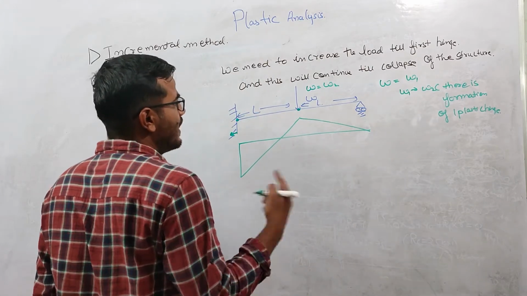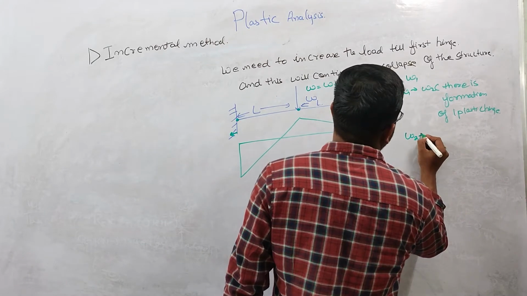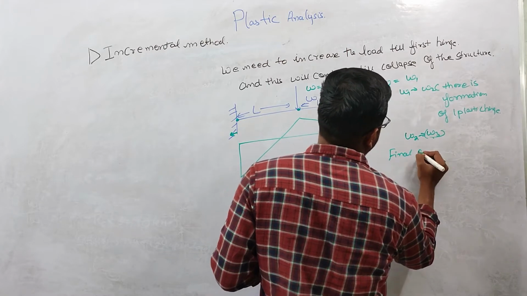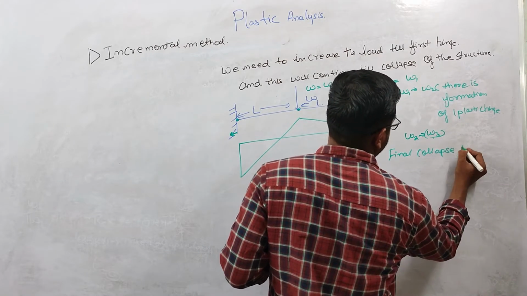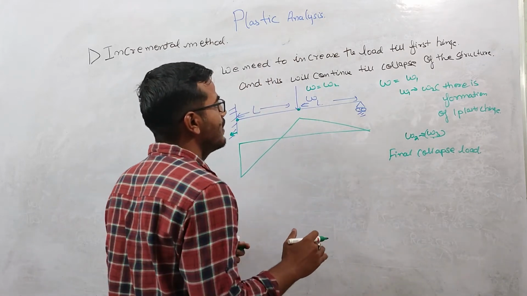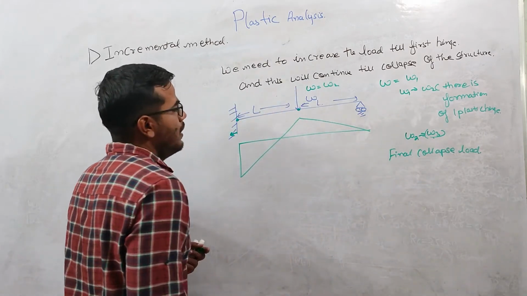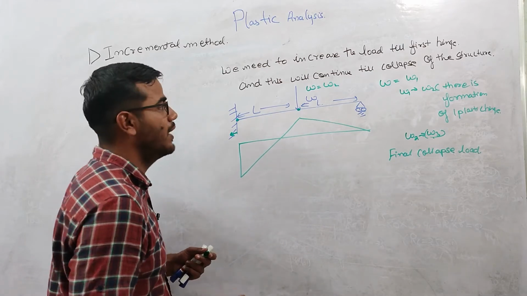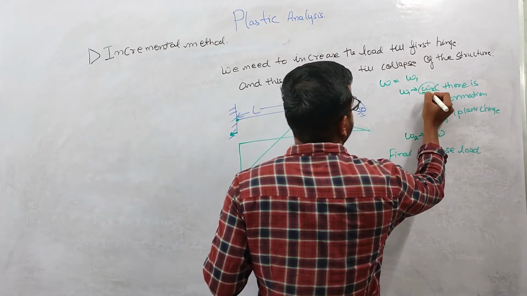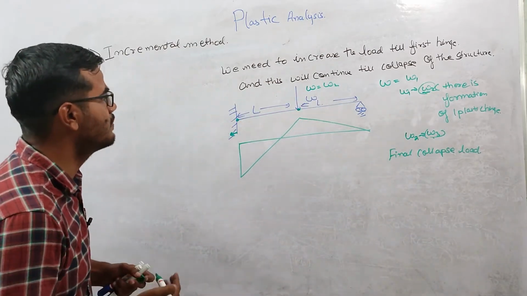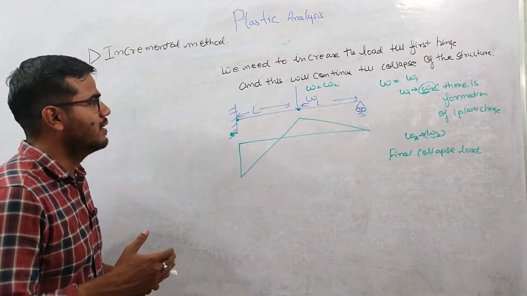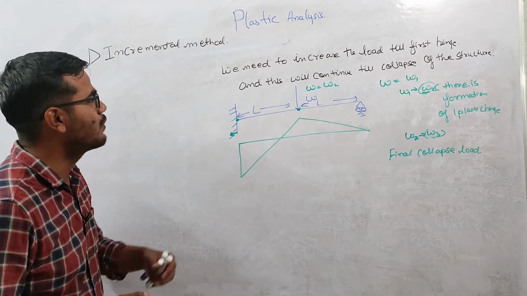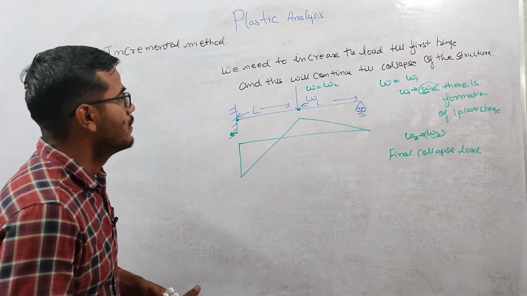For the formation of the second plastic hinge, W2 increases to W3. This is our final collapse load. So you can see that we have increased the load from W to W3. If someone asks what load is required for the formation of the first plastic hinge, you can easily say that W2 is required. This is the advantage of this method: for the successive formation of hinges, we can calculate how much load is required.